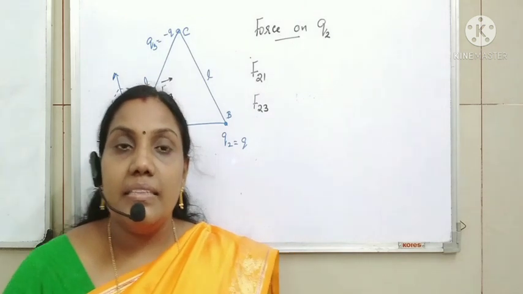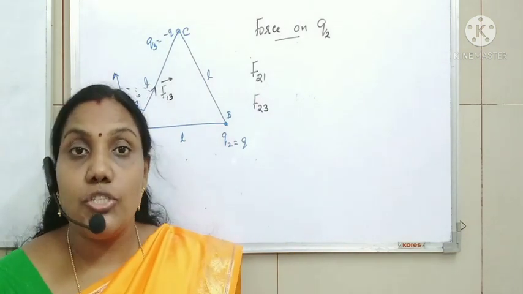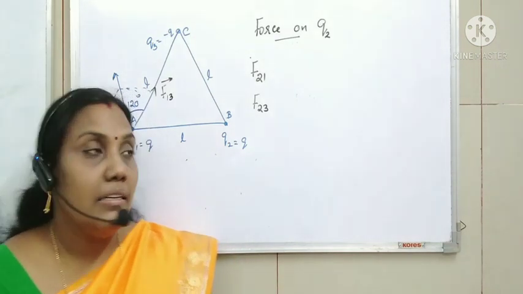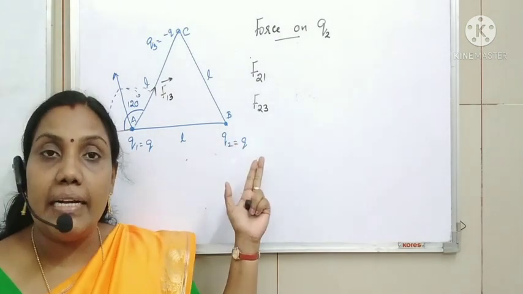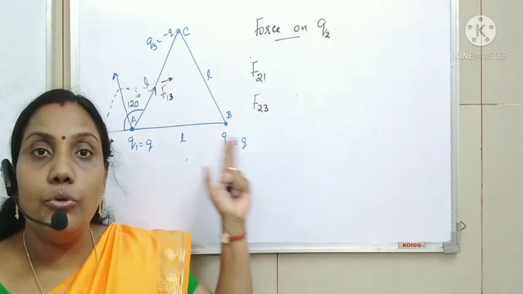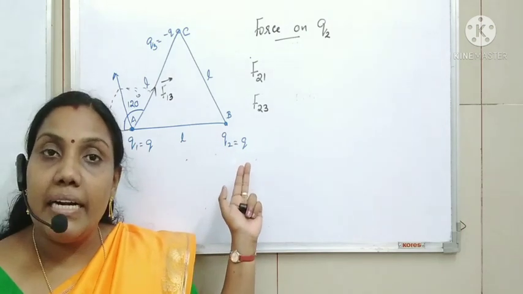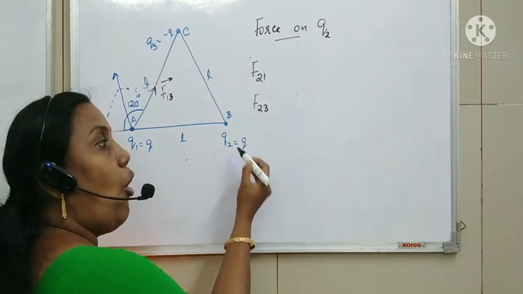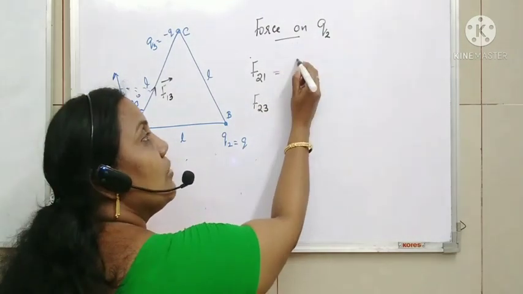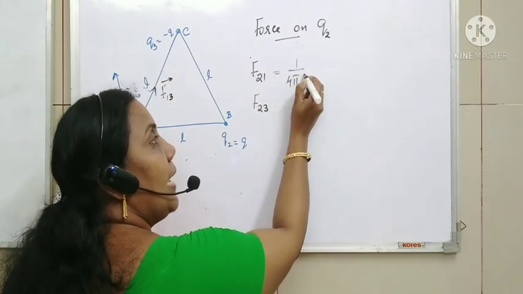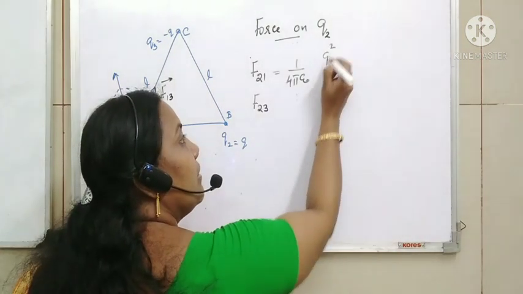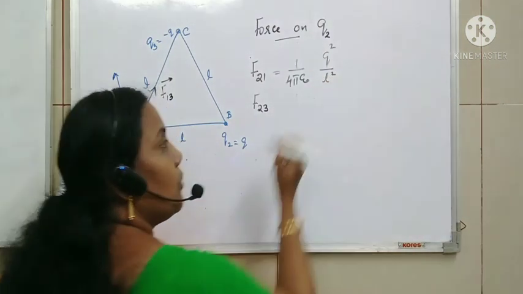Next we can see the net force acting on the charge Q2. On Q2, how many forces are acting? Here also there are two forces acting: force acting on Q2 by Q1 and force acting on Q2 by Q3. Force acting on Q2 by Q1 is 1 by 4 pi epsilon 0 q1 into q2. Here also q square divided by L square.